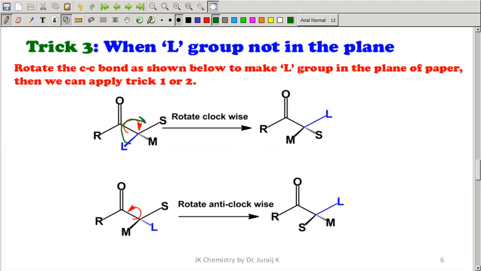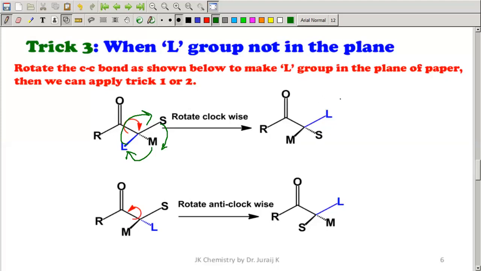Relative motion will take place. Accordingly, the small group moves this way, the medium group moves this way. This kind of rotation you are doing. So the large group is in the plane of paper, the small group is in the dash position, and the medium group will be in the wedge position. Then you can apply your rule depending upon your reagent.